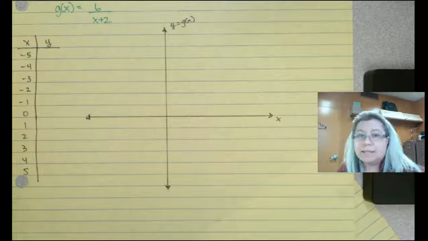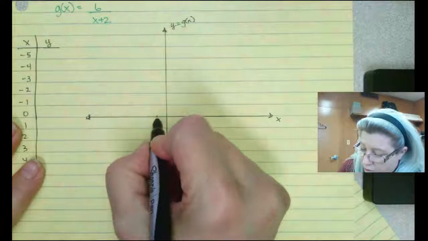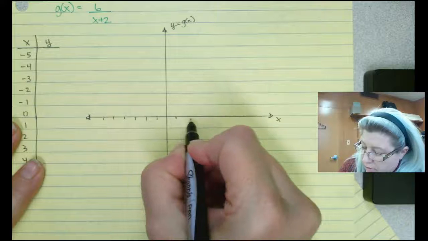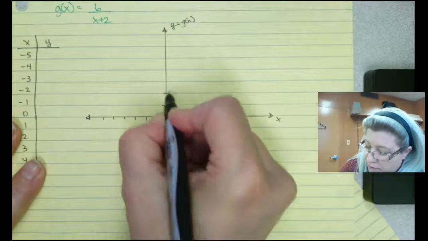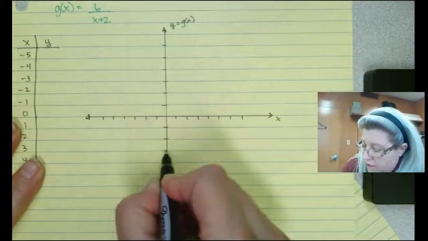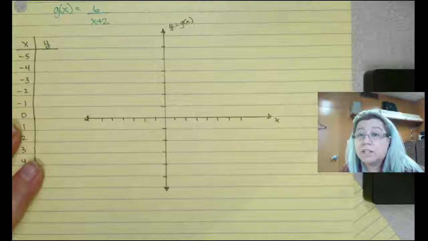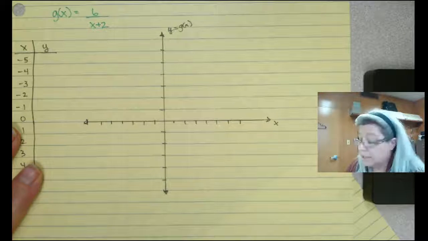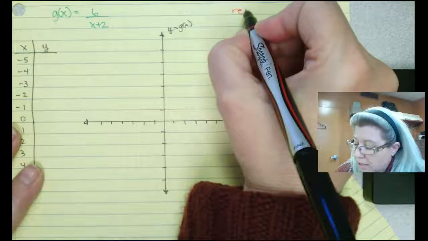Let's see the steps that I did to graph that other problem. Let me just mark a few spots here and finish up my graph a little. Okay, so I have g of x equals 6 over x plus 2. The first thing I do is look for the restriction on x. Anytime I have an x in the denominator, I need to look for the restriction. The restriction is when the denominator is 0.